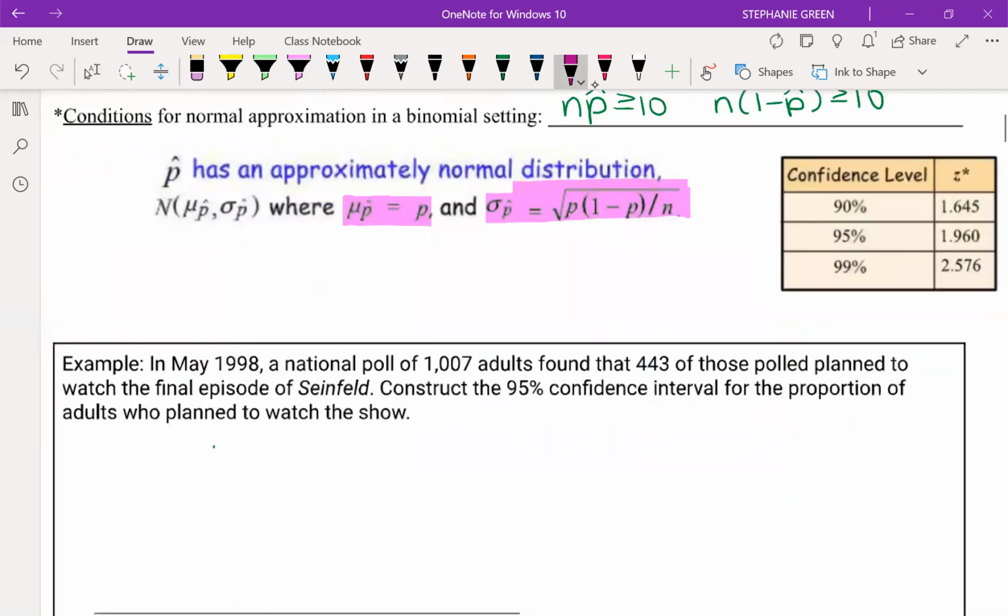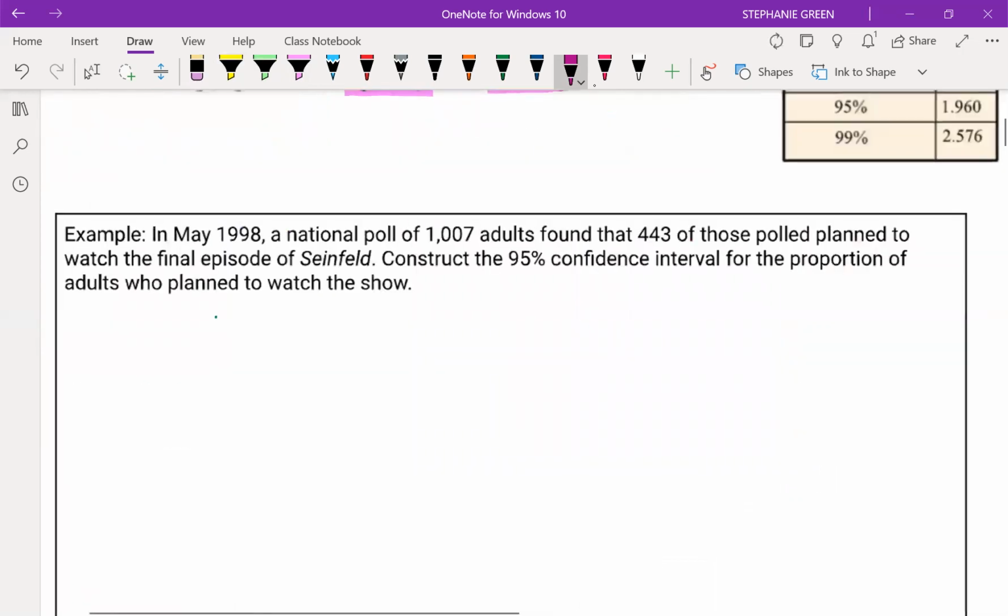All right, so we have an example here that was done in the Apex video. I'm going to go through it a little bit more in case any of it did not make sense. So we have an example here. It says, in May 1998, a national poll of 1,007 adults found that 443 of those polled planned to watch the final season of Seinfeld. Construct a 95% confidence interval for the proportion of adults who plan to watch the show.